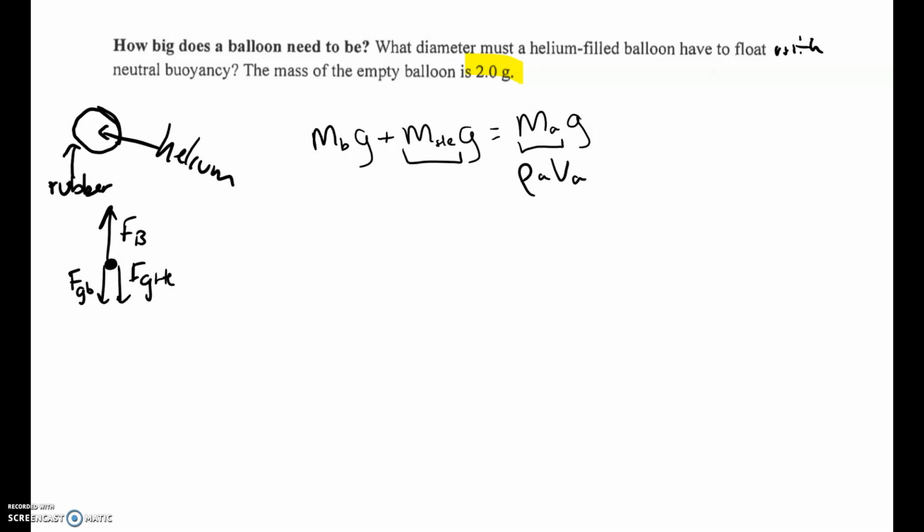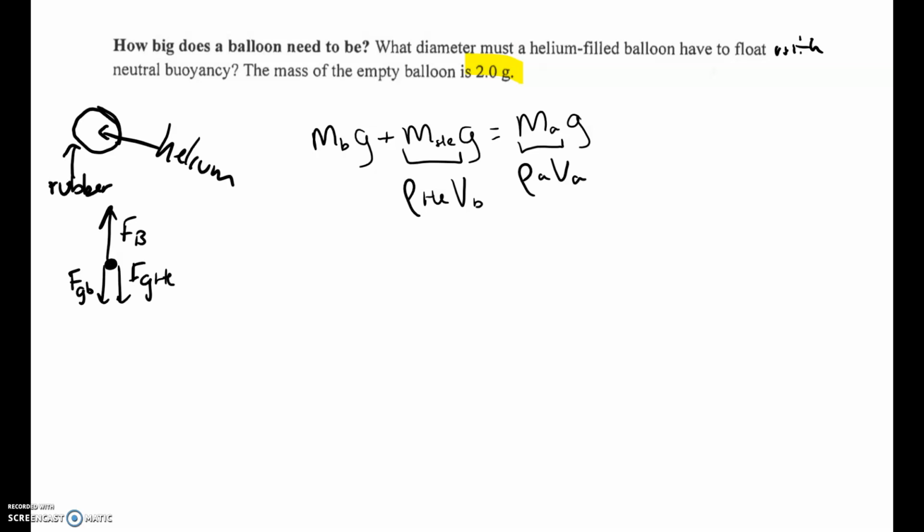Knowing the mass of helium, well, we don't really know much about the size and shape of this balloon, except that it's a sphere. But the density of helium is going to be something constant. So we'll write this as the density of helium times the volume of the balloon, which is actually going to be the volume of air displaced. And we don't need to replace the mass of the balloon because we're told that's 2 grams, which we will be converting to kilograms.